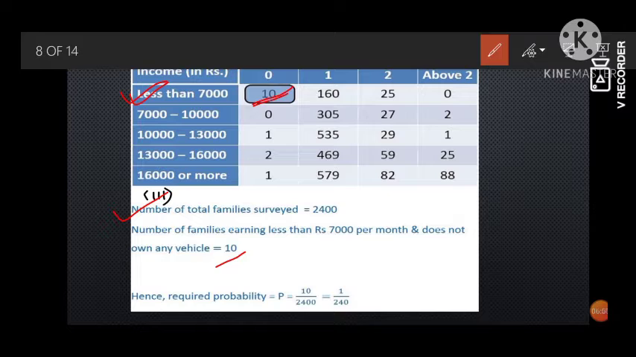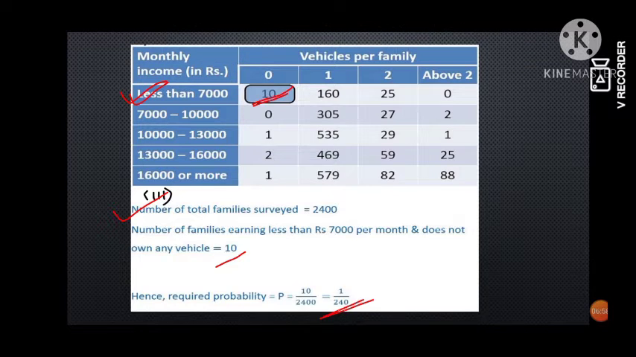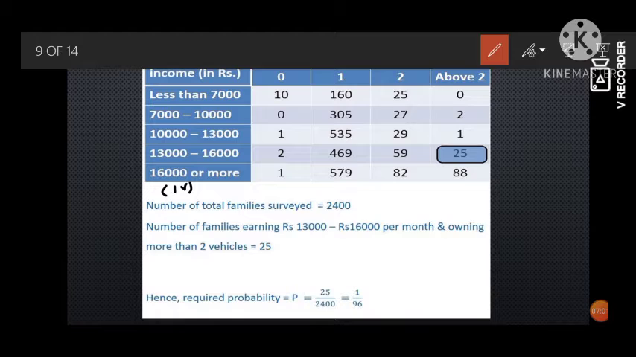Hence the probability will be 10 by 2,400, which is 1 by 240. Now subpart 4. In subpart 4, it is asked, find the probability that the family chosen is earning 13,000 to 16,000 per month. 13,000 to 16,000 per month is this row, and owning more than 2 vehicles. So they are having above 2 vehicles, which is 25.